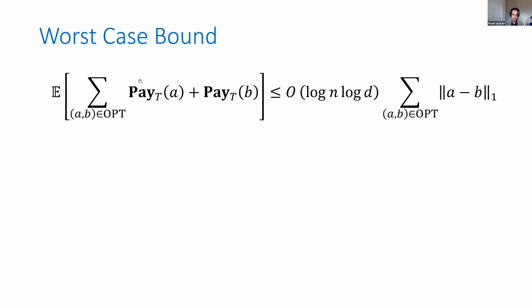In particular, if I just sum this over all the points, this says that the total cost paid by the algorithm is at most a log n times log d factor larger than what the actual Earth mover distance is, the sum over all the pairs in the optimal matching of the distance between them.